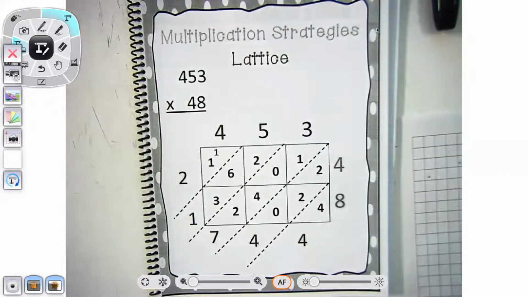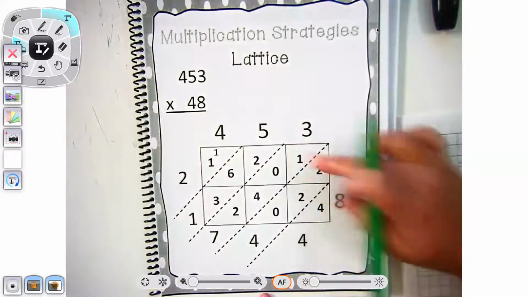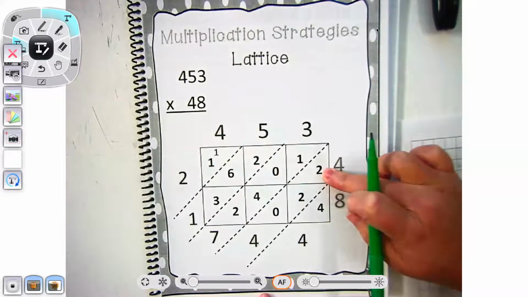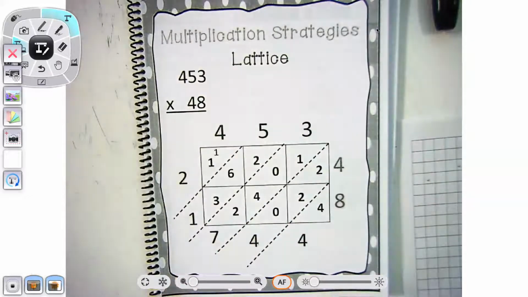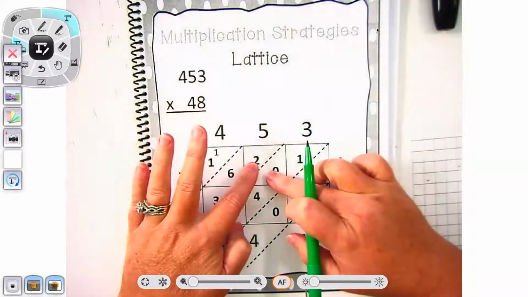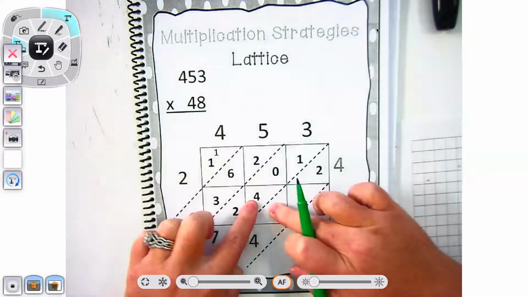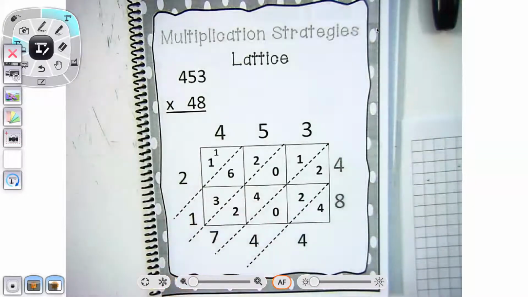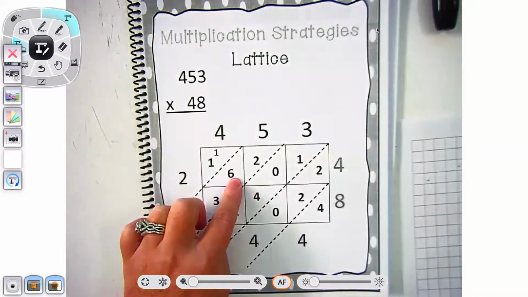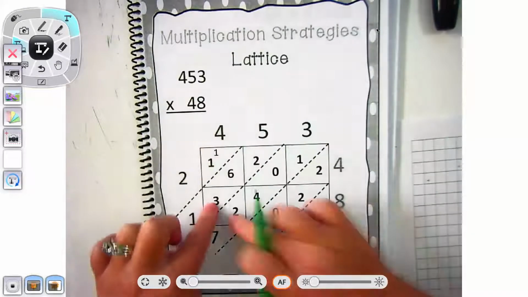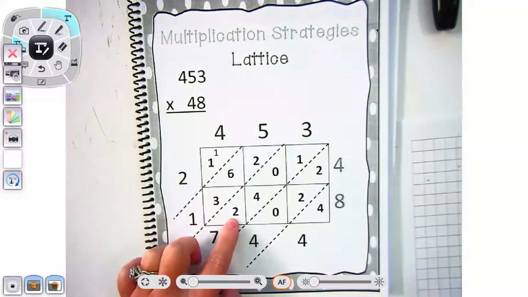So what you're going to do is you're basically going to match up. So I'm going to take 3 times 4, put 1, 2, 12, okay? Then I have 8 times 3, 2, 4 for 24, okay? Then I have 5 times 4, which is 20, 2, 0. Then I have 5 times 8, which is 40, 4, 0, okay? 4 times 4 is 16, 1, 6. Then you have 8 times 4, which is 32, 3, 2. Okay, so your tens number goes on the top, your ones number goes on the bottom.